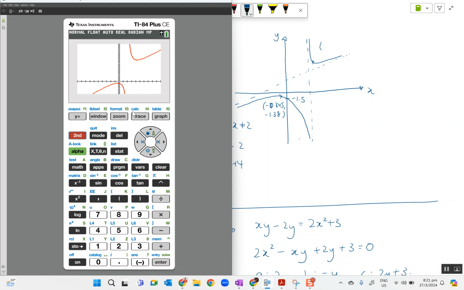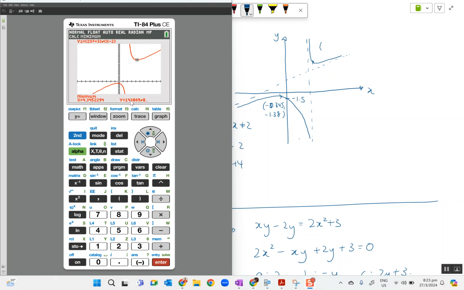Press second function, calculate again, the minimum point. Go to the graph that is on top. Scroll right until the cursor comes out at the other side. Press enter, and on the left side of the minimum point, on the right side of the minimum point, and then you press enter. Right now, you will have 4.35, as well as this very long string of values over here.